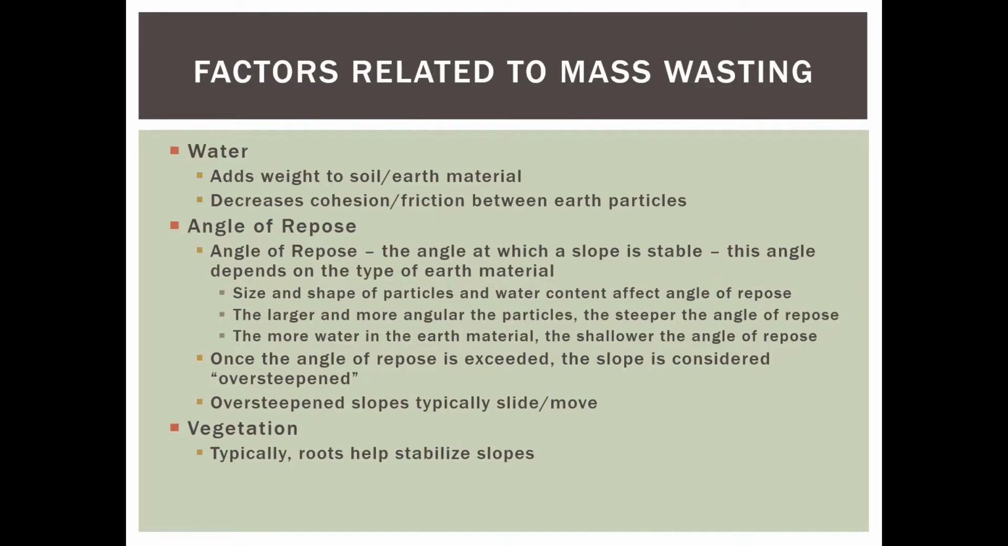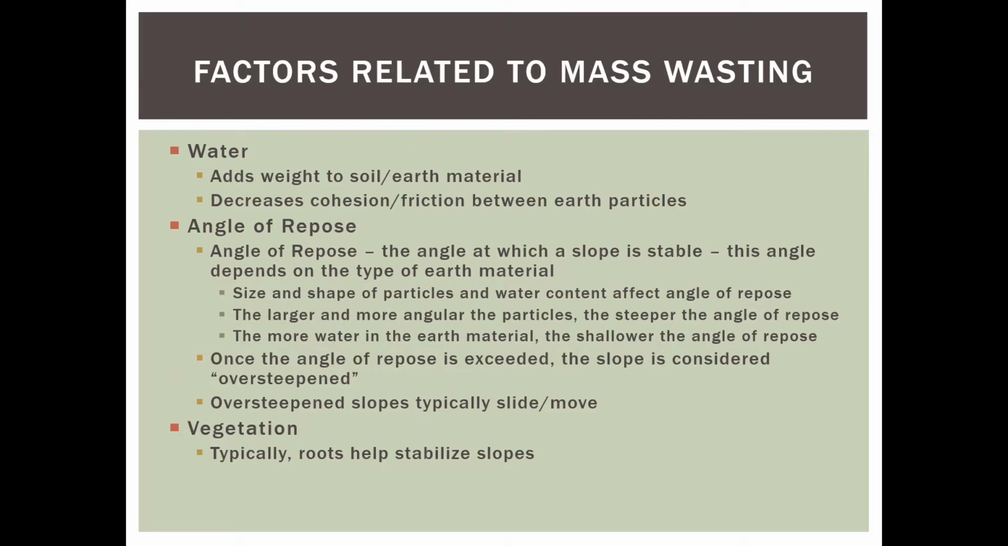What are the factors related to mass wasting? There are three major factors related to mass wasting. Number one is water. Water adds weight to soil or earth material and also decreases the cohesion or friction between the earth particles. So if I'm adding more weight to the soil or rock material and I'm decreasing the friction between those particles, I am going to encourage that material to slip and slide down slope. Okay, so water is a big factor in mass waste. Increase the water, you increase the potential of a material to mass waste.